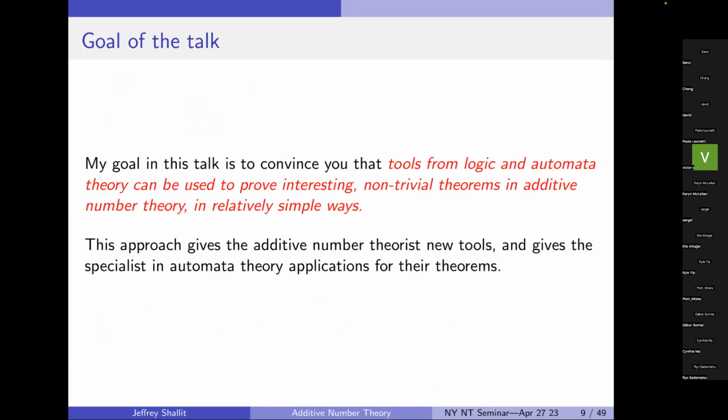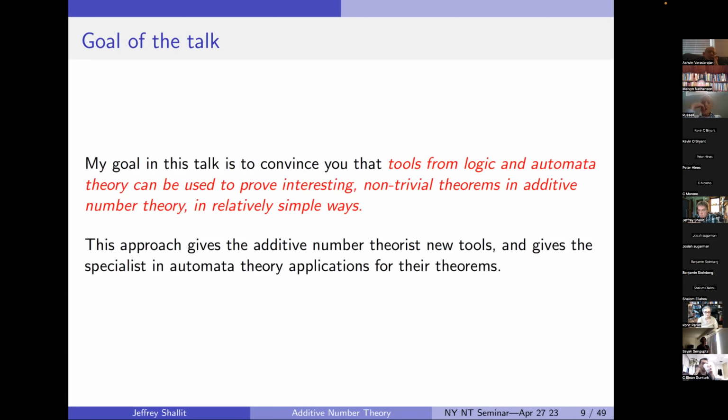Okay, so I'm going to show a couple of similar things today, in addition to other things, but the goal of my talk is to try to convince you that you can use tools from logic and automata theory to prove interesting and non-trivial theorems in additive number theory in relatively simple ways. If you're an additive number theorist, this gives you a new tool to supplement your existing toolbox. And if you're someone in automata theory, this is a way to say, hey, look, I can do this stuff with what I study, and maybe this is why you should give me a grant to study this.